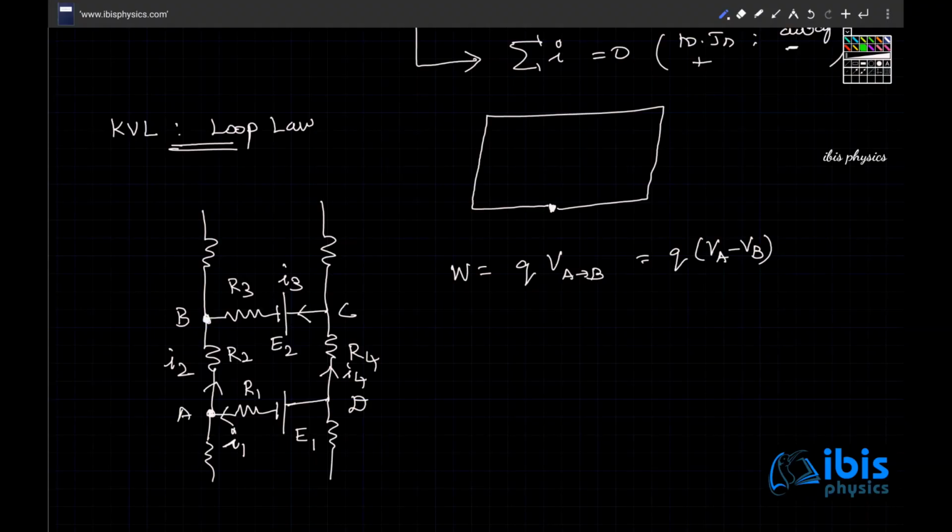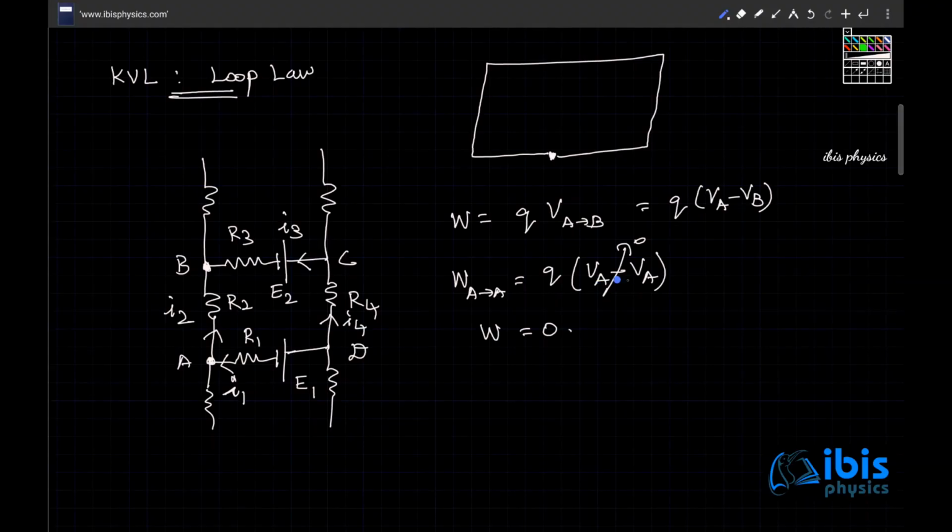But here you start from A and you come back. You can start from B or C or D, anywhere. Suppose you start from A, you go around and then come back to the same point, then the work done to move a charge from A to A is equal to charge into VA minus VA. You are coming back to the same point, so the potential difference is 0 and the net work done is 0. Net potential difference 0 means the rise in potential when you walk through the circuit is equal to the fall in potential.